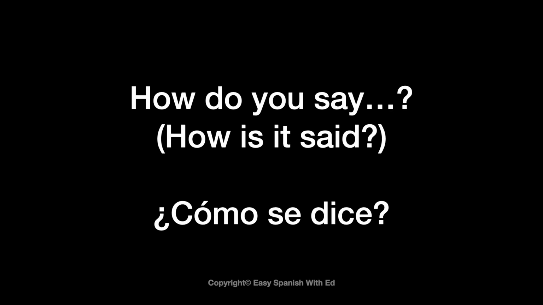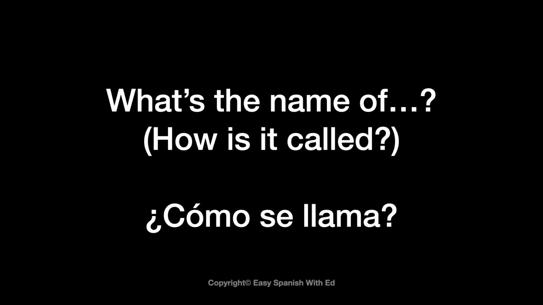And now let's have a look at the passive voice. Here's one that's used all the time in Spanish. Now in English we say, how do you say? But what it really means in Spanish is, how is it said? ¿Cómo se dice? Again, in English we'd say something like, what's the name of that movie? But in Spanish what you're really asking is, ¿cómo se llama esa película?